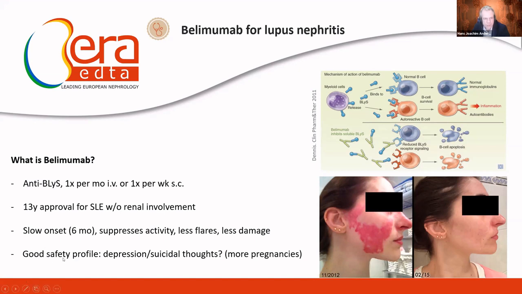Belimumab has a good safety profile, although there were some hints in some of the studies that it may aggravate depression or induce suicidal thoughts. And that's why in the following studies, this was carefully looked at. And in the first trials, it was also noted that patients on belimumab had more pregnancies, which was thought to be because they are in so much better condition. But still, the label is not to suggest belimumab treatment during pregnancy.